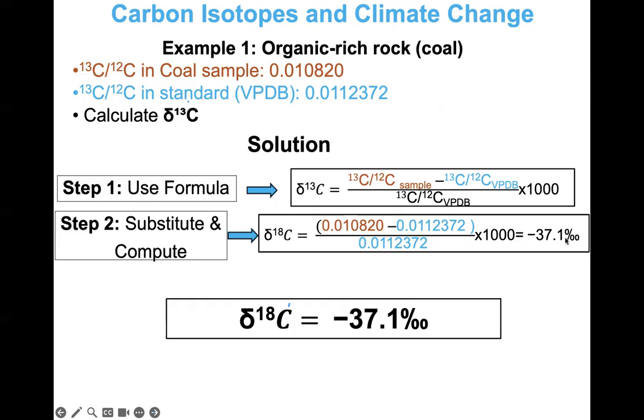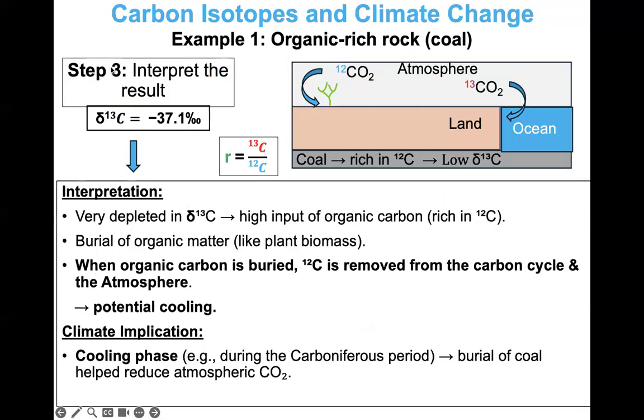What does it mean? If you have very low delta, I'm sorry, this should be 13 here. Let me just correct this. It should be 13. So what does it mean by delta 13C equals negative 37? Let's look at the next slide to see the explanation.